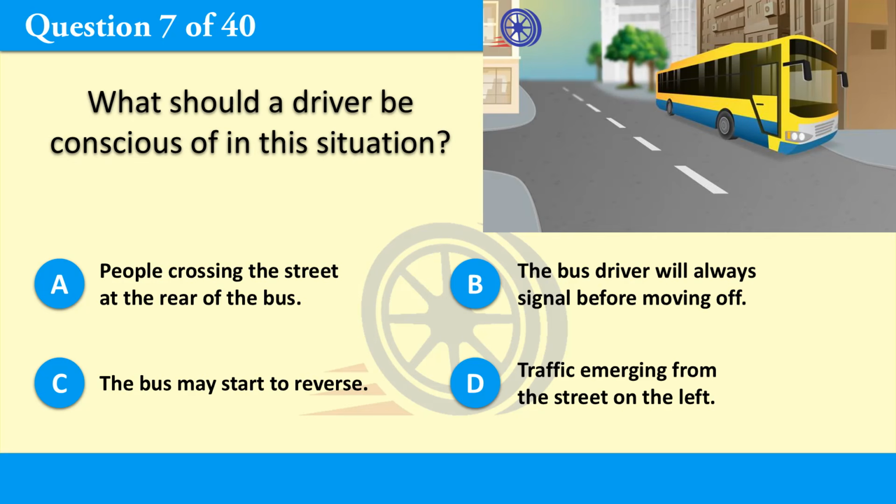What should a driver be conscious of in this situation? A. People crossing the street at the rear of the bus. B. The bus driver will always signal before moving off. C. The bus may start to reverse. D. Traffic emerging from the street on the left.